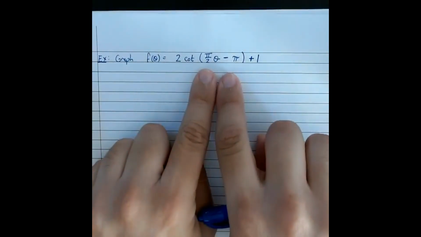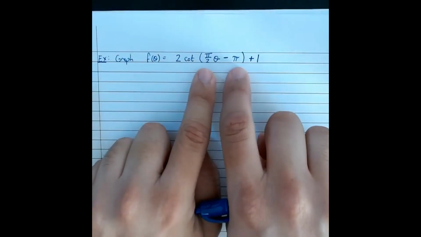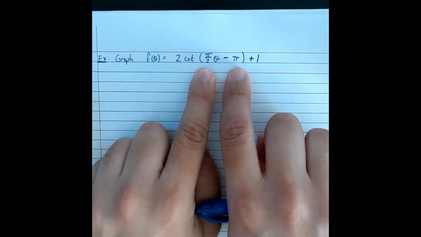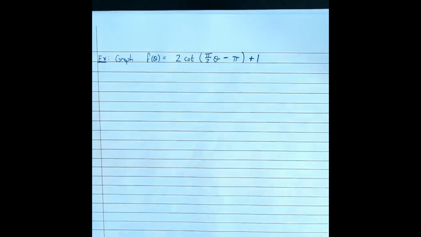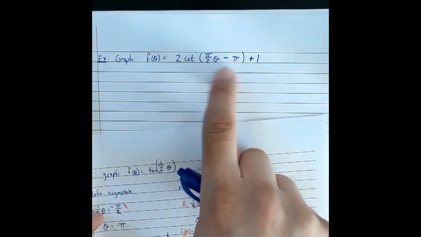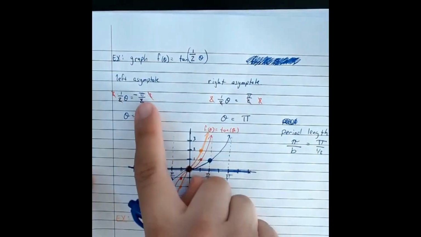All right, order of operations tells us to focus on parentheses first, and that's going to be a good idea whenever we graph any trig function. If there's anything in here, we should take care of that first. As we saw before, whenever you change your argument, it's going to change the location of your asymptotes.